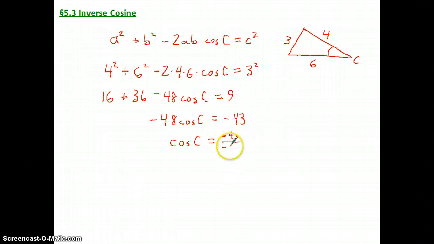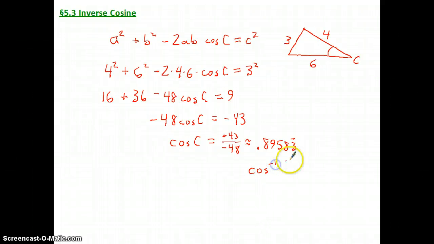Minus 43 over negative 48. Dividing both sides by negative 48. That gives me some wacky decimal like 0.895. You don't need to find this one. I'm just doing this here for reference so you know what this looks like, kind of to estimate this. So we have an angle whose cosine we know. The angle has a cosine of 0.895.